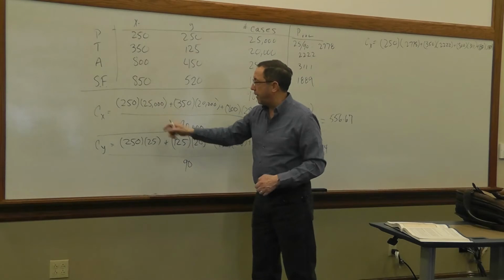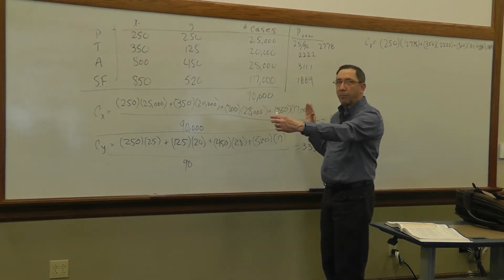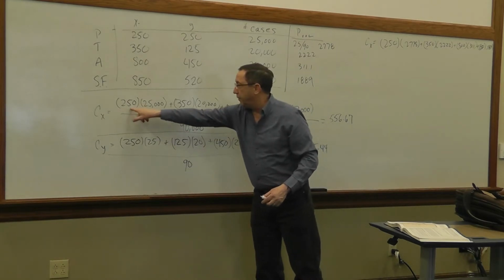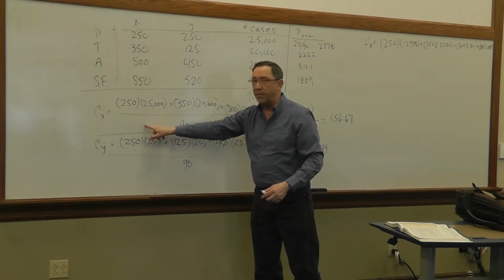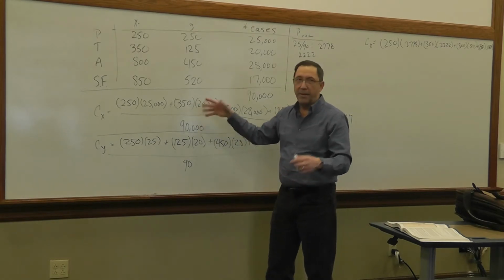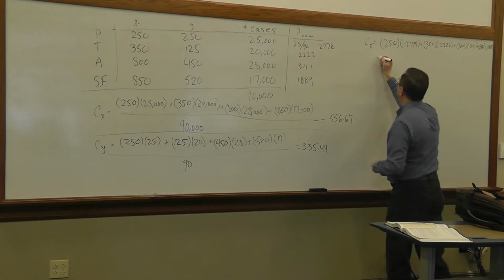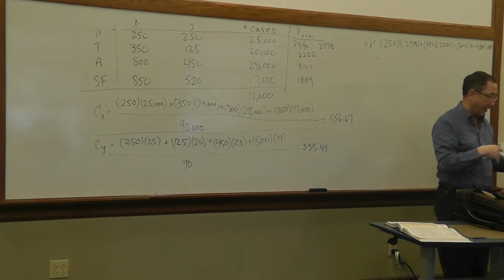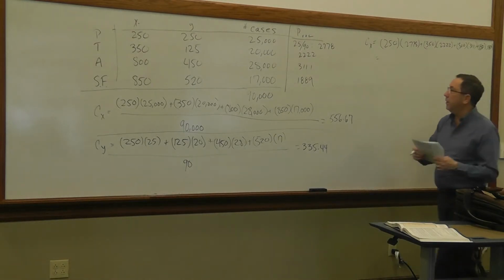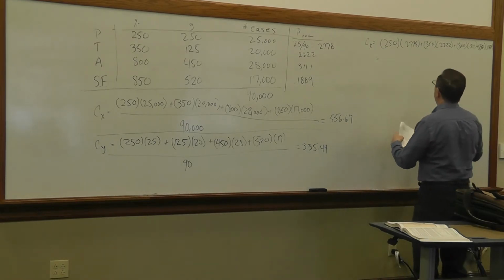It's doing the same thing. It's kind of breaking up our initial ratio into 4 pieces. 250 times 25,000 divided by 90,000. Plus 350 times 20,000 divided by 90,000. We're doing the same thing. And I double checked when I punched that, I got the exact same number, even though these are really rounded slightly, 556.67.